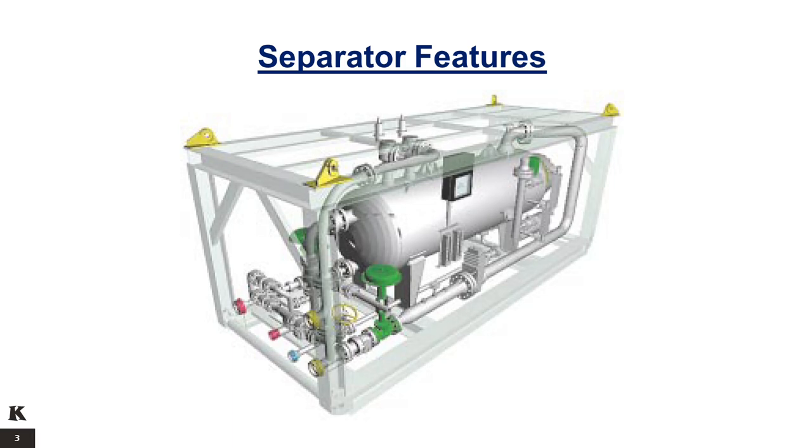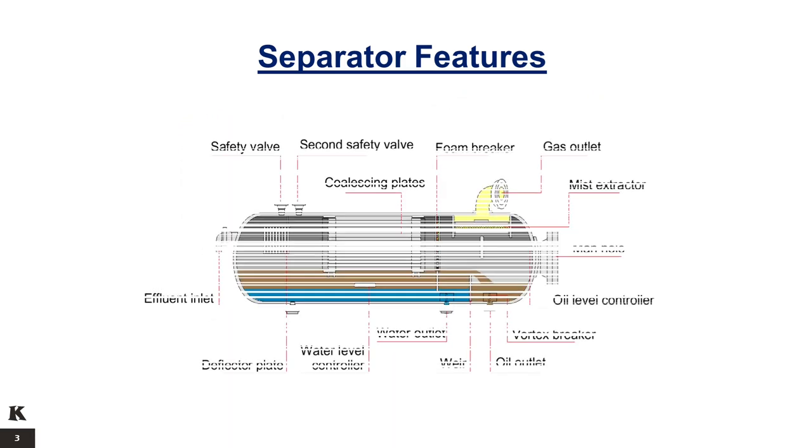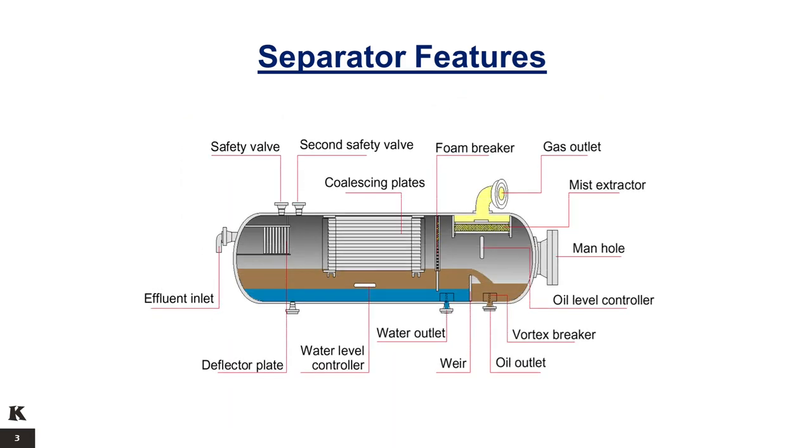Inside the separator, there are several pieces of equipment to help the process. The test separator is mainly composed of effluent inlet, deflector plate. A flow breaker or deflector plate is placed in front of the inlet. The gas flows round the breaker and the liquid falls to the bottom of the vessel.